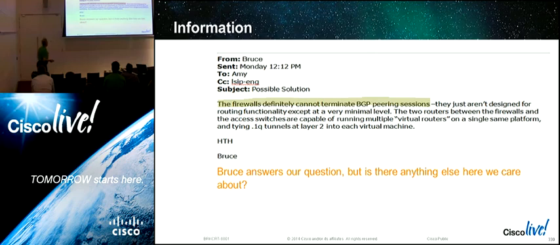You get some level set here. It says the firewalls definitely cannot terminate BGP sessions. They aren't designed for routing functions except at a very minimal level. The 2 routers between the firewalls and the access switches are capable of running multiple virtual routers on a single platform and tying .1Q tunnels at layer 2 to each virtual machine. So we know that we can't terminate the BGP sessions at the firewalls. We've got to do it somewhere else.